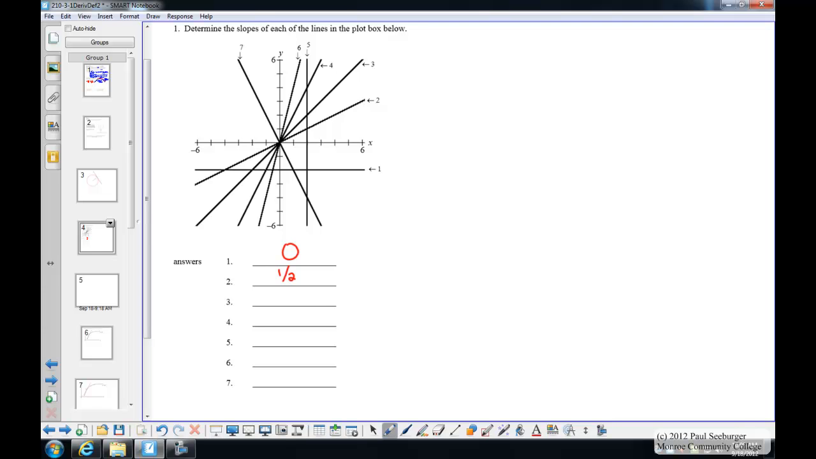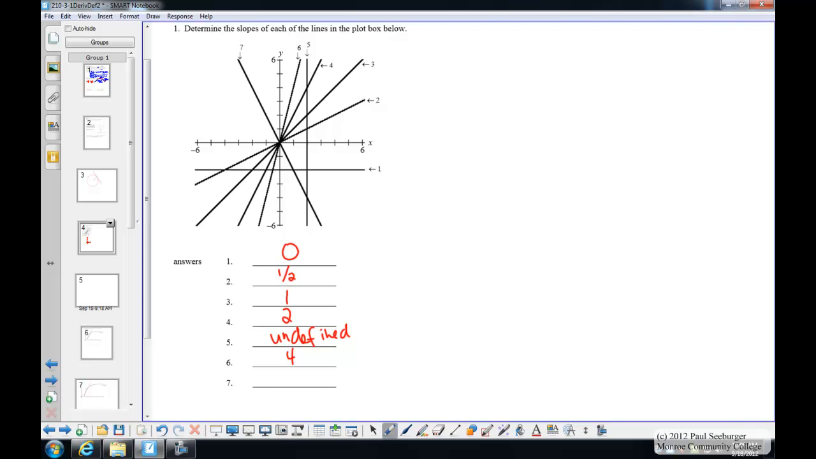All right, so line number 3. Looks like a slope of 1. 1, 1, it looks like it goes through right here. 2, 2, and so forth. So slope of 1. Line number 4. Up 2 over 1, up 2 over 1, so 2. Line 5, vertical line. Undefined. Okay, and we can have an undefined value of a derivative if it's got a vertical tangent line. This is what's going along with this, okay? 6. Looks like up 4 and over 1, so 4. And 7.